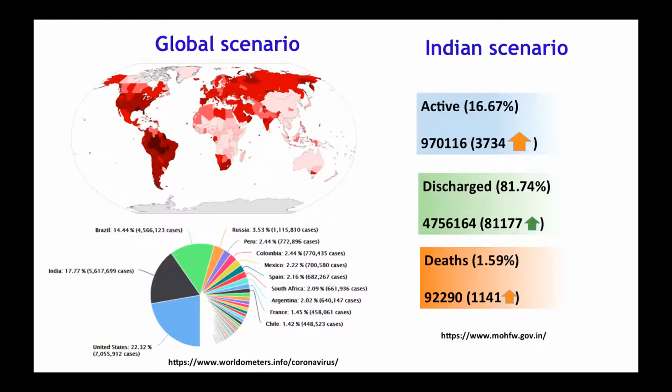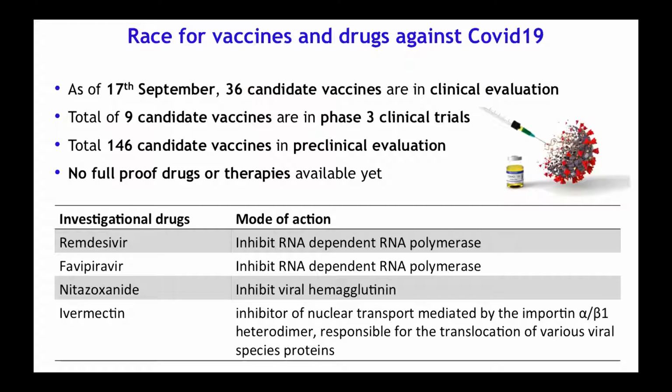Every day the deaths are changing, but as per today's news, we are almost touching 92,000 people dead, and yesterday in one day, 1,141 people died. Of course, there is a lot of news on vaccines and drugs. Just to give you a statistic, 9 vaccines against COVID are in phase 3 clinical trials, whereas more than 146 candidate vaccines are in preclinical trials. However, there are no drugs or therapies available yet to mitigate COVID-19.